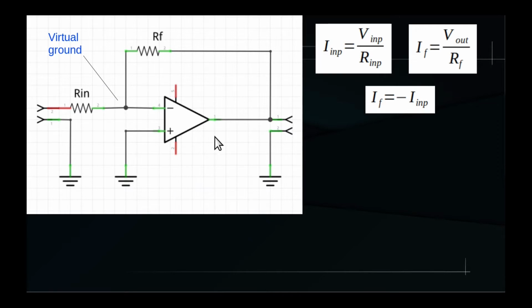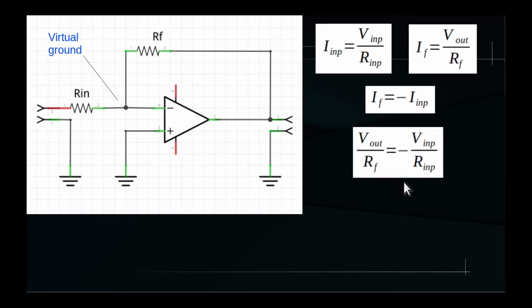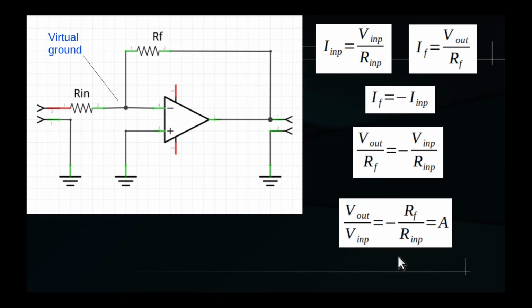Substituting with the values of currents we calculated earlier, we obtain that Vout over Rf equals negative Vin over Rin, and rearranging, Vout over Vin equals negative Rf over Rin. So the amplification of this circuit, Vout over Vin, is simply obtained by the ratio between those two resistors, and the output voltage will have an opposite sign than the input voltage. And that's why this circuit is called an inverting amplifier.